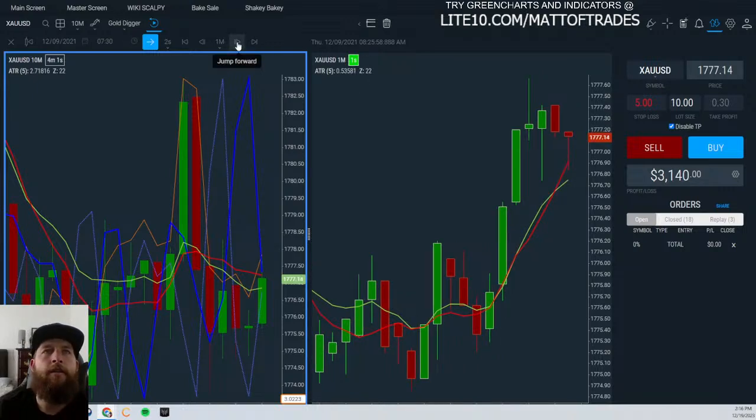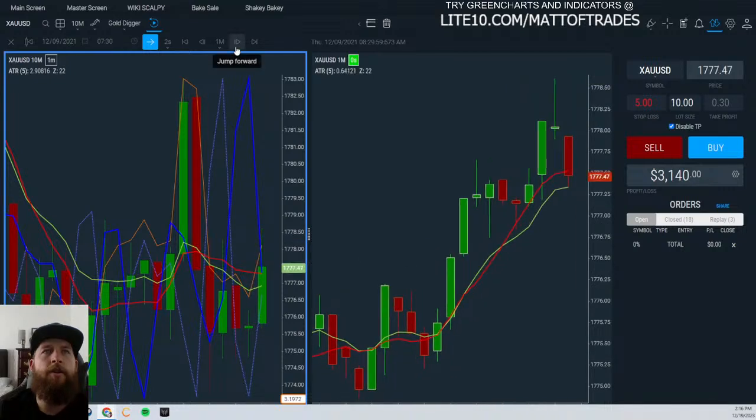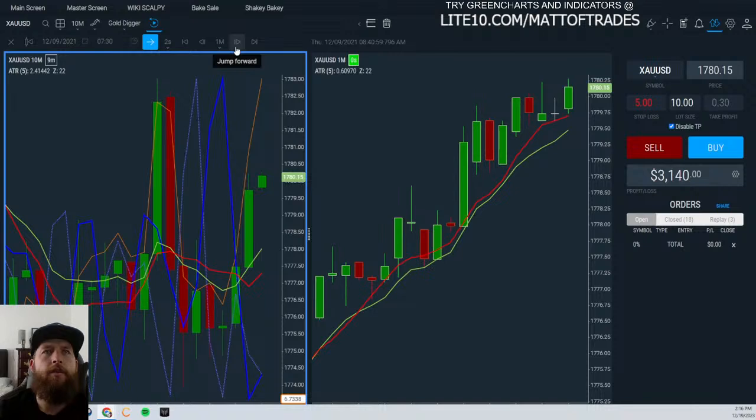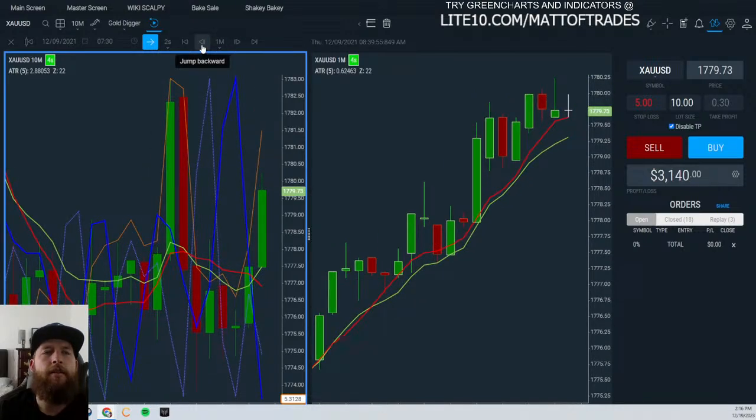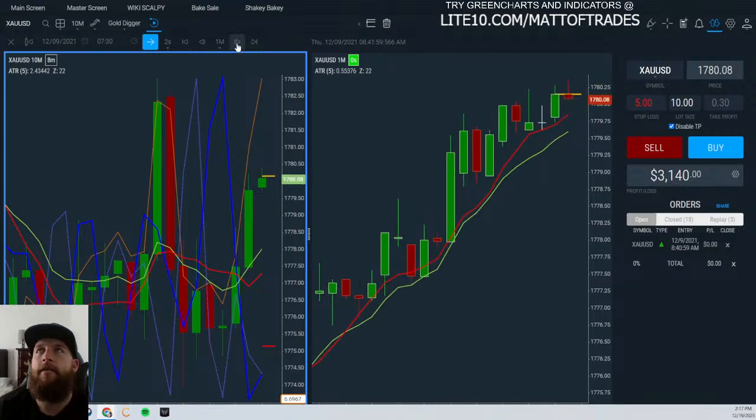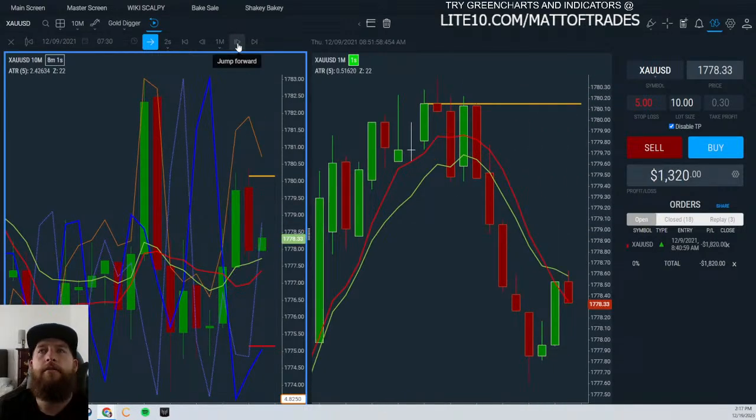My thick blue and thin orange aren't agreeing yet. We're not going to take any trades until they do, which is right now. Right here. So we are in line to take a buy. Oh no.